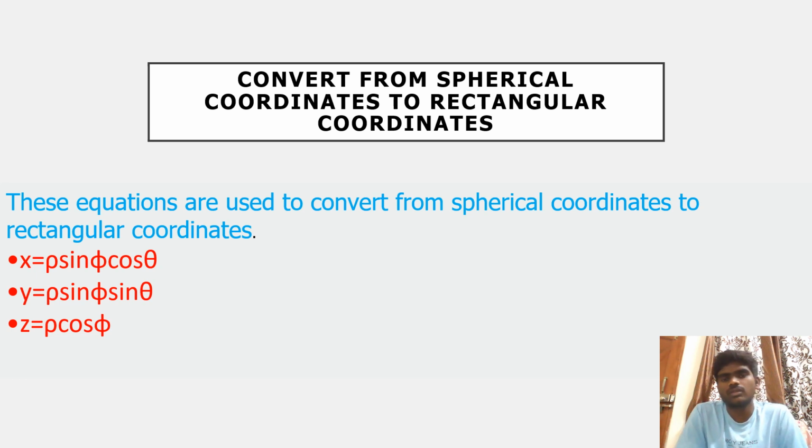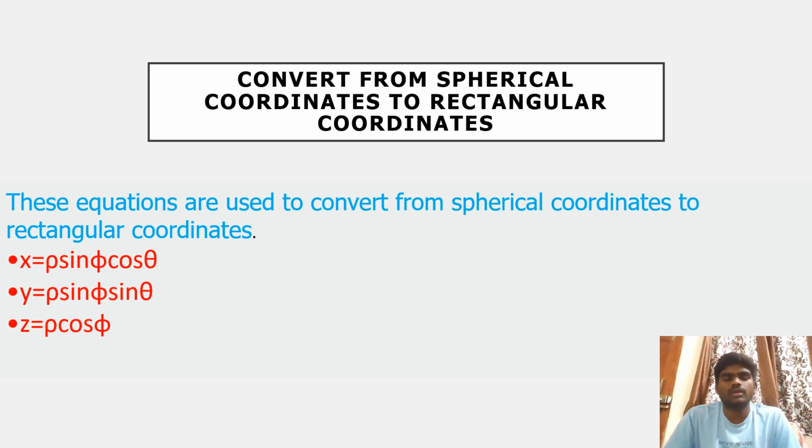Now to convert the spherical coordinates to rectangular coordinates. These are the equations used to convert from spherical coordinates to rectangular coordinates, where x equals rho sine phi cos theta, and y equals rho sine phi sine theta, and z equals rho cos phi. So these are the conversions from spherical coordinates to rectangular coordinates. So like this we have to convert the spherical coordinates to the rectangular coordinates.